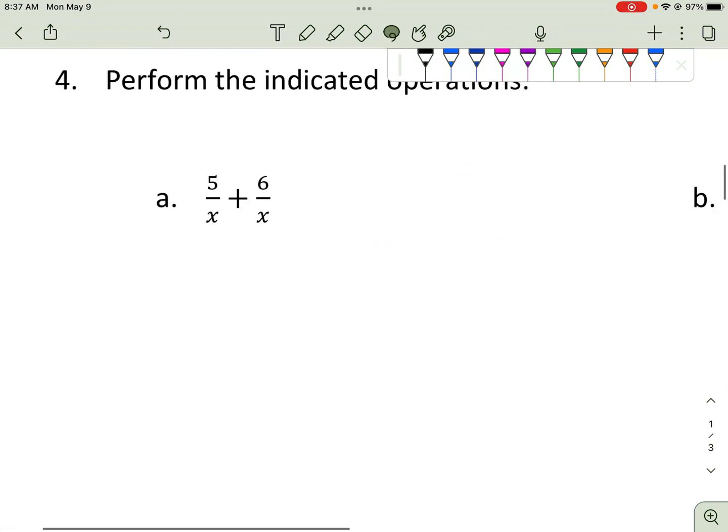All right, so on number 4a, we already have a common denominator. Look at that. So 5/x plus 6/x is simply 11/x.